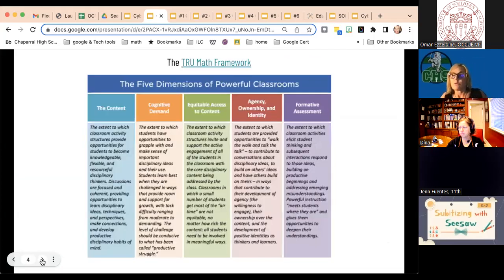I also talked about this briefly at my last session. The True Math Framework, this comes out of UC Berkeley, and it talks about the 5 dimensions of powerful classrooms. And as you're designing lessons and thinking, how am I going to best deliver this content? If you want a powerful math classroom, the 5 dimensions are here.